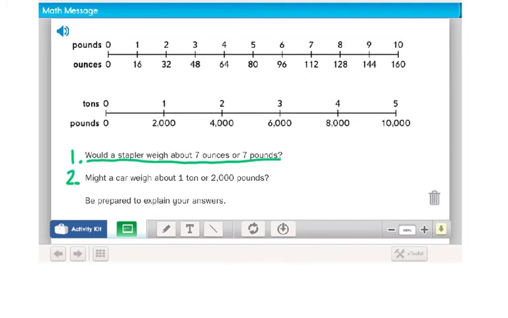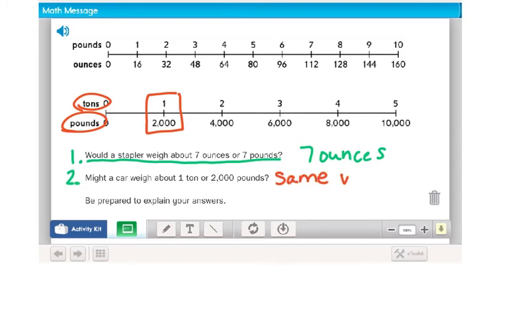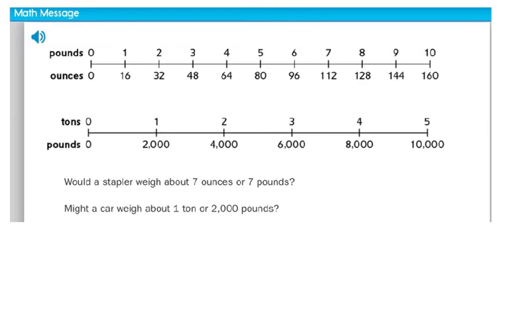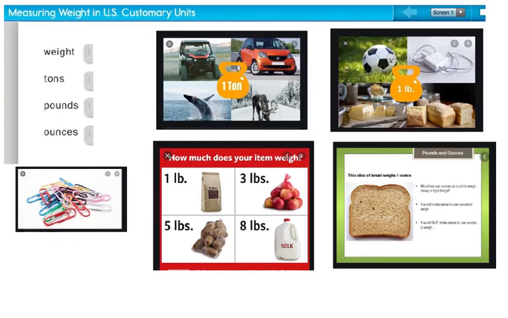Pause your video. Well, a stapler would weigh about 7 ounces. 7 pounds would be a very heavy stapler. Number 2, might a car weigh about 1 ton or 2,000 pounds? Watch this for a minute. 1 ton, if I look just below, that would be the same. So it's the same weight. Oh, I put in the same one. Go ahead and skip that.